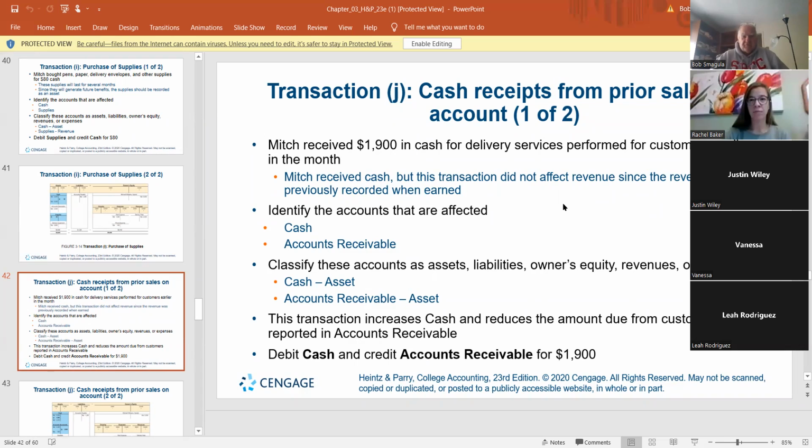We're going to have to do something with cash. We're going to have to increase cash, decrease receivables. They're both assets. Assets have a normal debit balance. So cash will be debited. Accounts receivable will be credited.